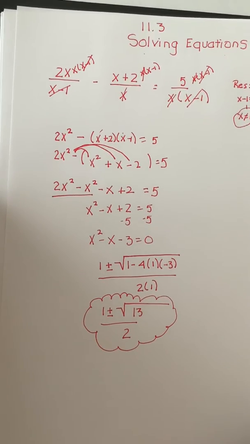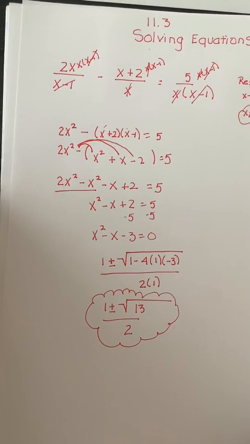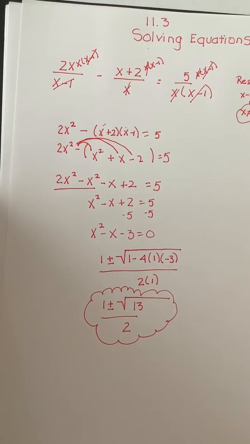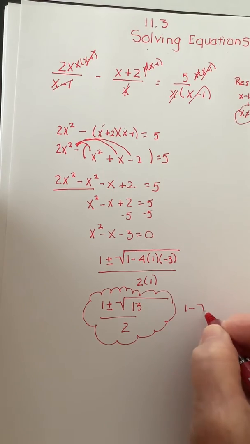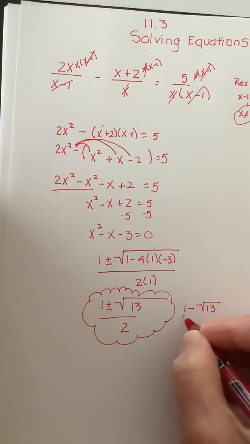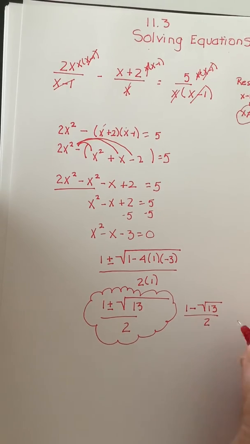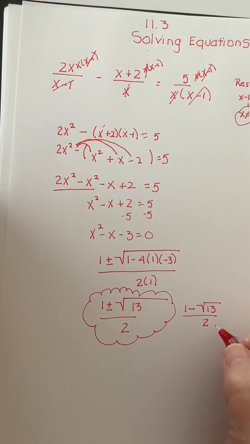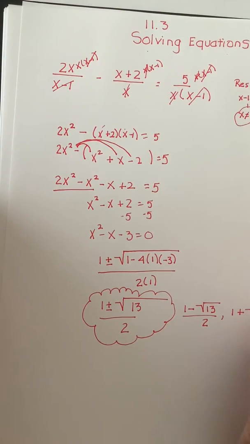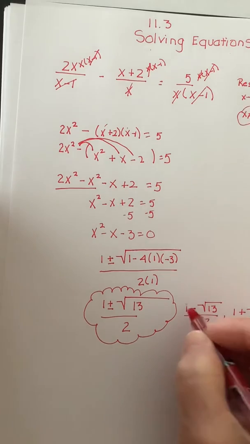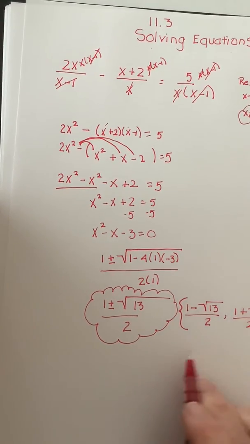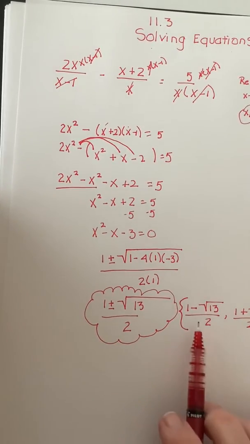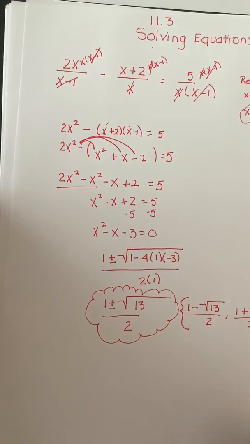But let me just tell you this. You have to write this on your test as 1 minus the square root of 13 over 2. And I don't know how you do that over 2 when you type it in the computer. I have no idea. And then it's going to be 1 plus the square root of 13 over 2. And it'll give you a bar to type your answer in, and it'll have braces on either side of the bar. You don't have to put in the braces, but you do have to write this as two different fractions.